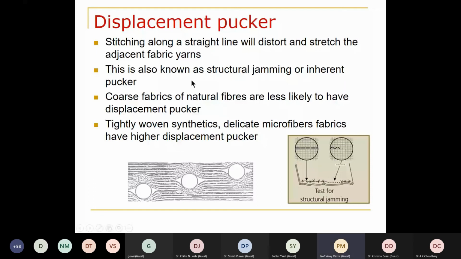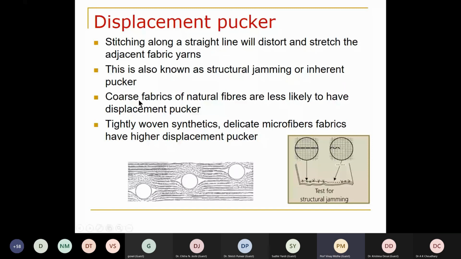This is in case of the jammed fabric, structurally jammed fabric or very tightly woven fabric. In those cases, we can see these types of problems. Otherwise, in most of the cases, the easy displacement of these particular threads takes place. In case it is jammed, then these displacements will not take place. So they will be pulling the other threads, and because of that, the appearance will be in the form of the pucker.